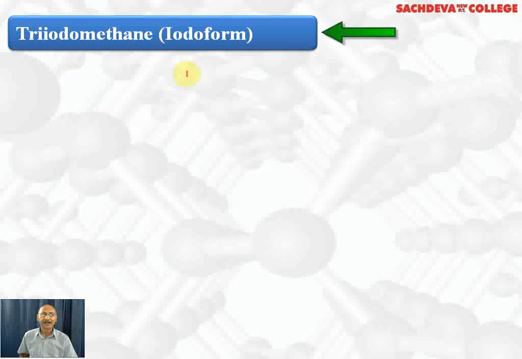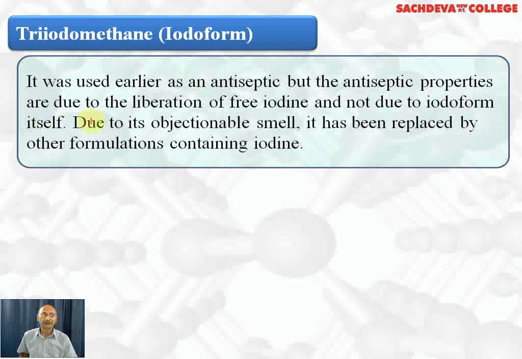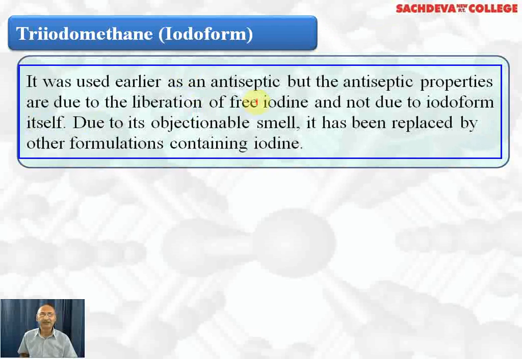Next we take triiodomethane, or iodoform. It was used earlier as an antiseptic, but the antiseptic properties are due to liberation of free iodine and not due to the iodoform itself. Due to its objectionable smell, it has been replaced by other formulations containing iodine.